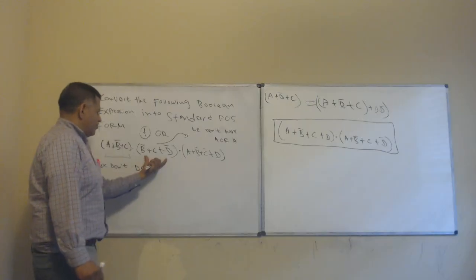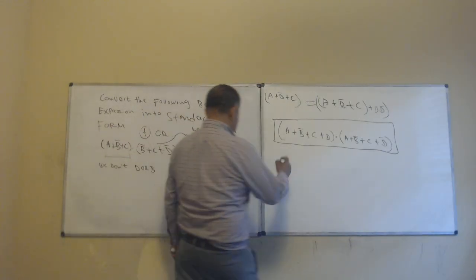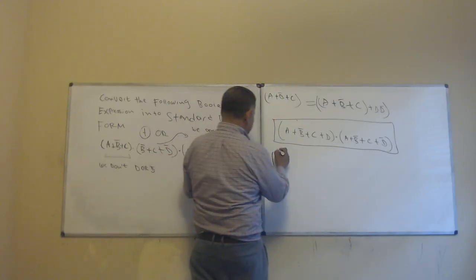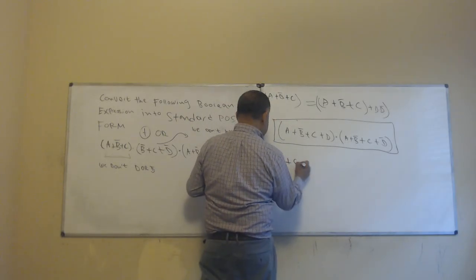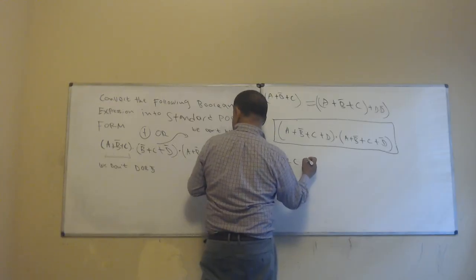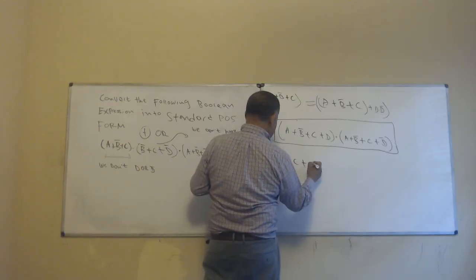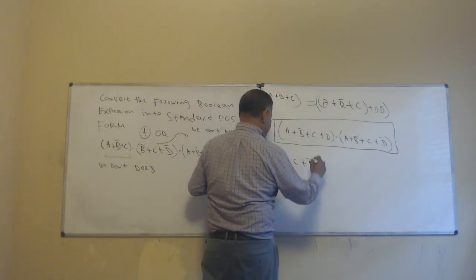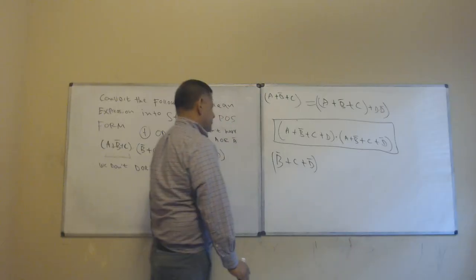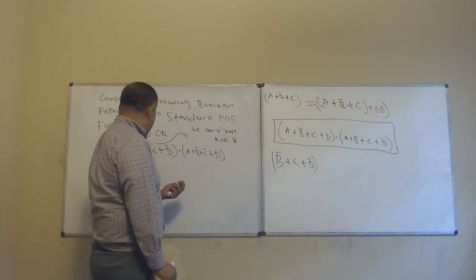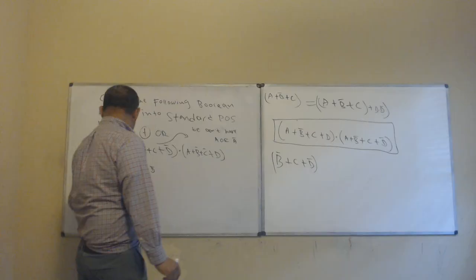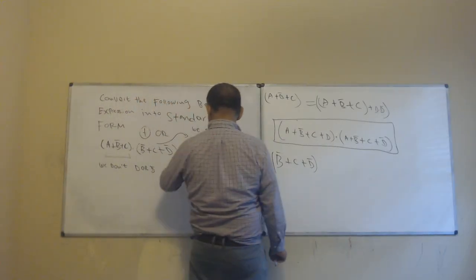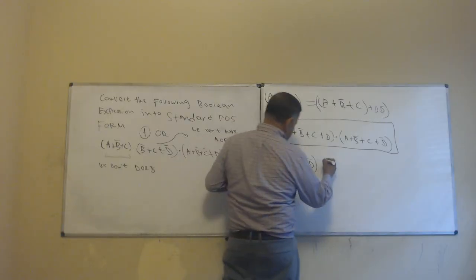Now let's bring this guy over here. Let's do the same. So it's going to be not B plus C plus not D. Okay, the same thing, right? So what was I missing? I was missing A, right? I was missing A in this guy. Missing A, right? So same thing.